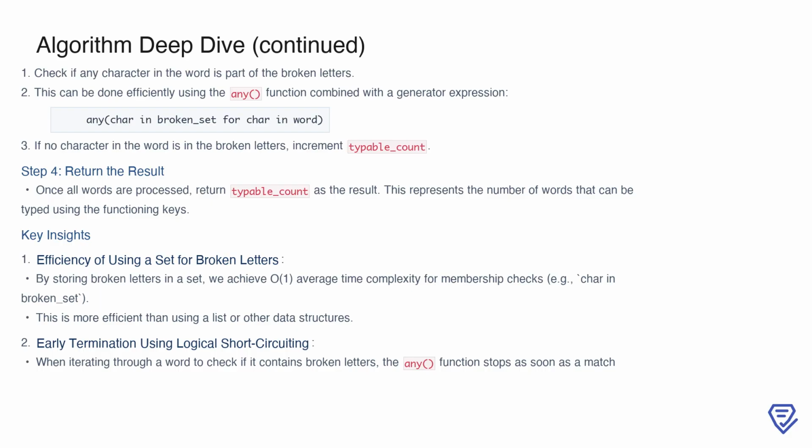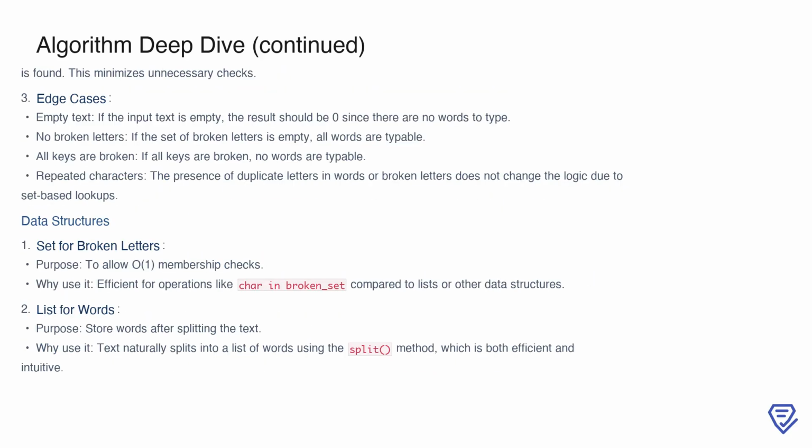If no characters in the word are broken, we increment the typable_count by 1. Finally, once all words have been processed, the value of typable_count is returned as the result. This value represents the total number of words that can be typed using the functioning keys. This algorithm is designed to be both efficient and robust.